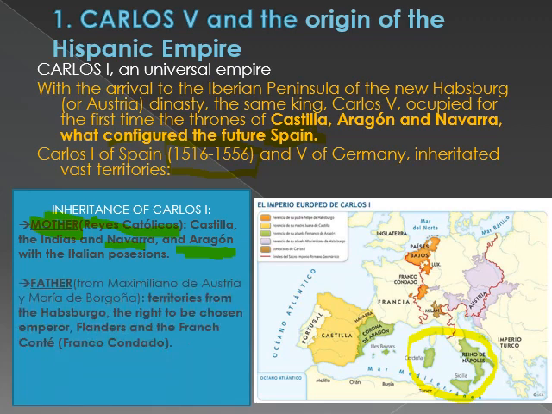From his father, Philip the First, the handsome, de su padre Felipe el Hermoso, pero a través de su padre, de sus abuelos, his grandfather Maximiliano de Austria and his grandmother María de Borgoña, he's gonna get territory from the Habsburgs. Estos son los territorios de los Austrias, los territorios de los Habsburgo. The right to be chosen emperor, el derecho a ser elegido emperador, el emperador del Sacro Imperio Romano Germánico.